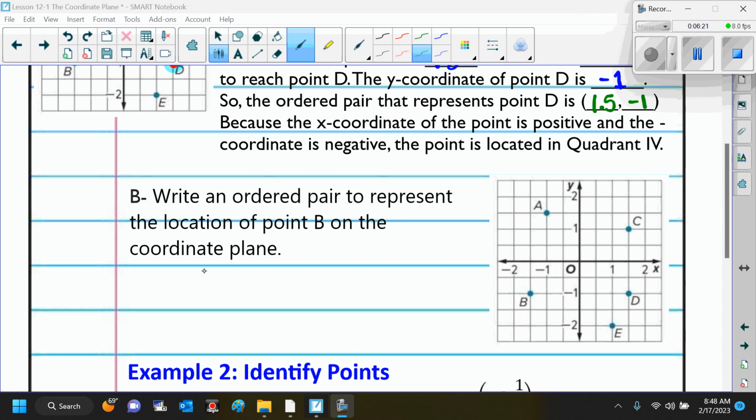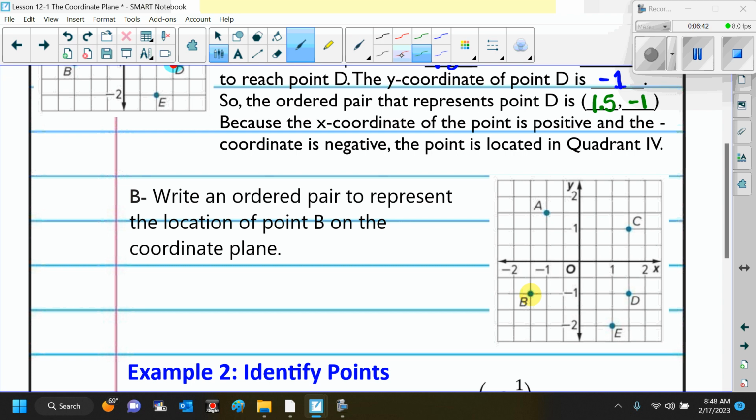So here we want to write an ordered pair to represent the location of B on the coordinate plane. This is the same coordinate grid that we had on example A, so you can look at the one that you had before. You don't have to draw this one again. So point B is right here.